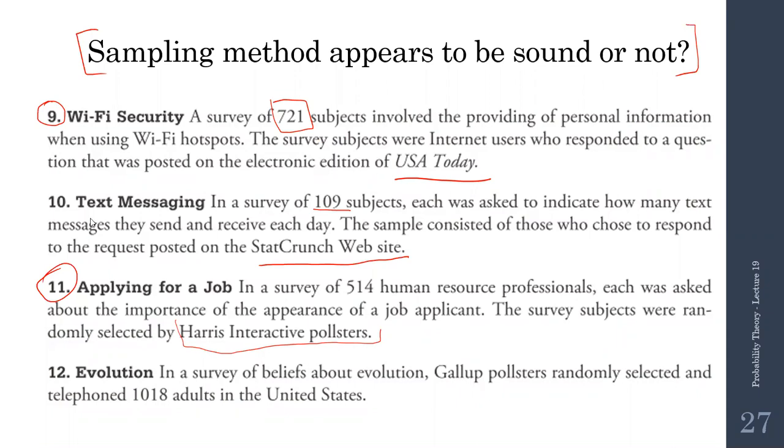Evolution. The next question says about evolution. In a survey of beliefs about evolution, Gallup pollsters randomly selected and telephoned 1018 adults in the United States. Evolutsiya haqidagi savollarni demak Gallup degan tadqiqot jamoasi voyaga yetgan odamlardan 1018 tasini tanlab olibdi. Butun Amerika bo'ylab. Ulardan shu evolutsiya haqida savollar so'ragan.